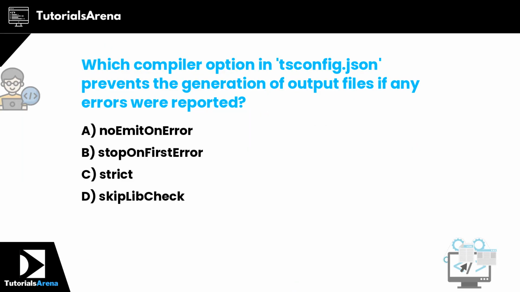Which compiler option in tsconfig.json prevents the generation of output files if any errors were reported? The correct answer is option A, noEmitOnError.